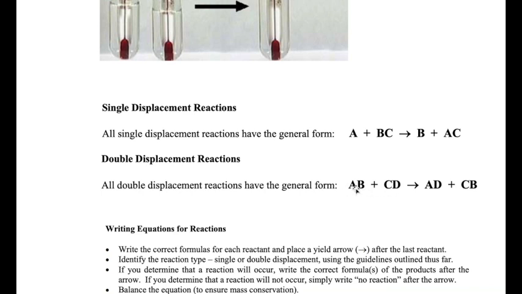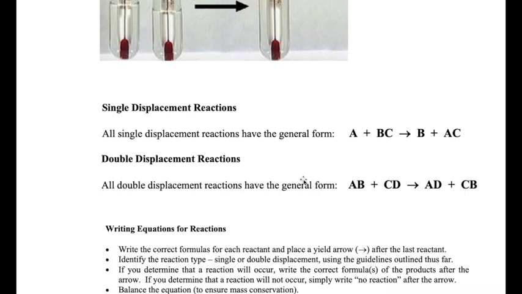Okay, a double displacement reaction is fairly similar, except that you have two ionic compounds instead, AB and CD, and then the reaction is basically a swapping of the two cations. So the cation for this one moves to this one and partners up with D, forming AD, and then the cation for this one, which is C, forms a new ionic compound with B, CB.